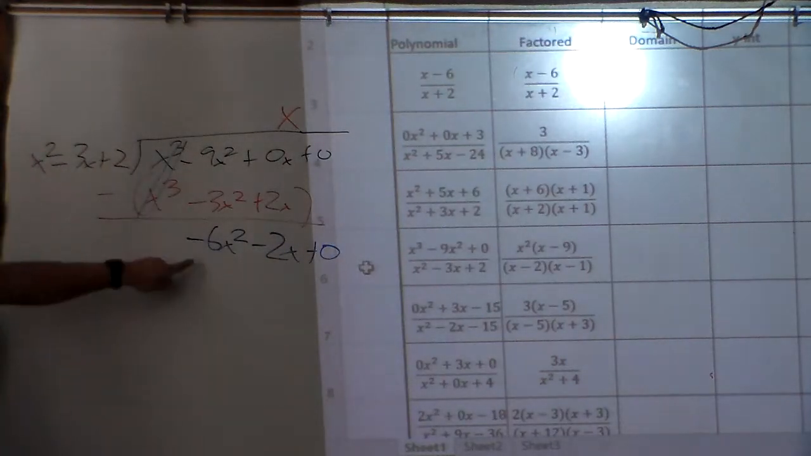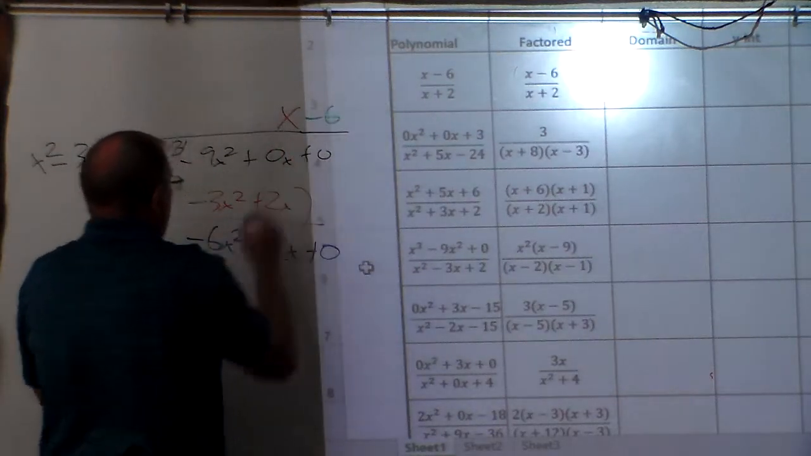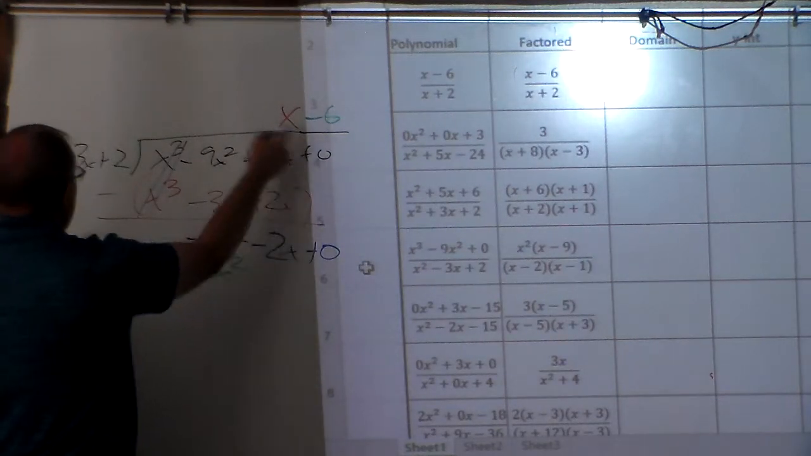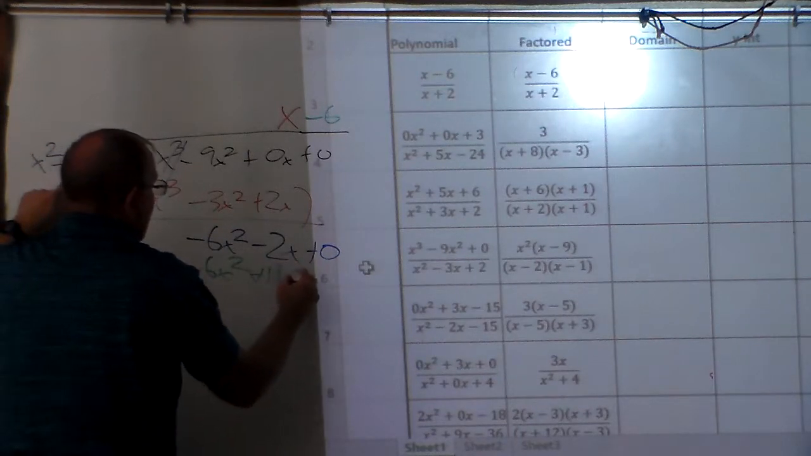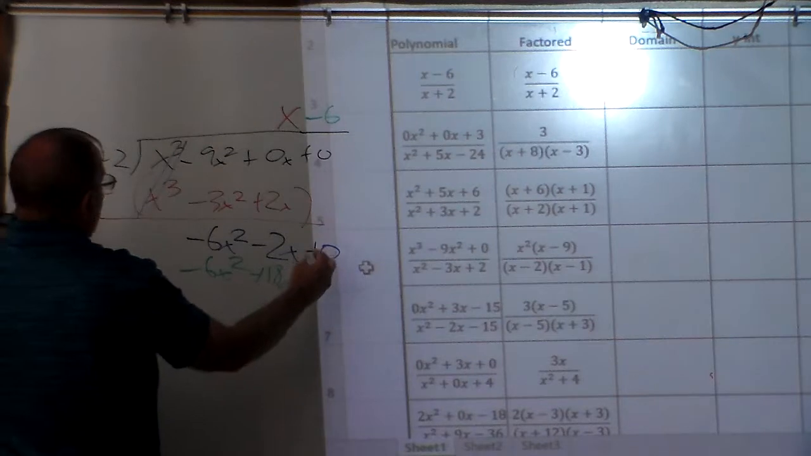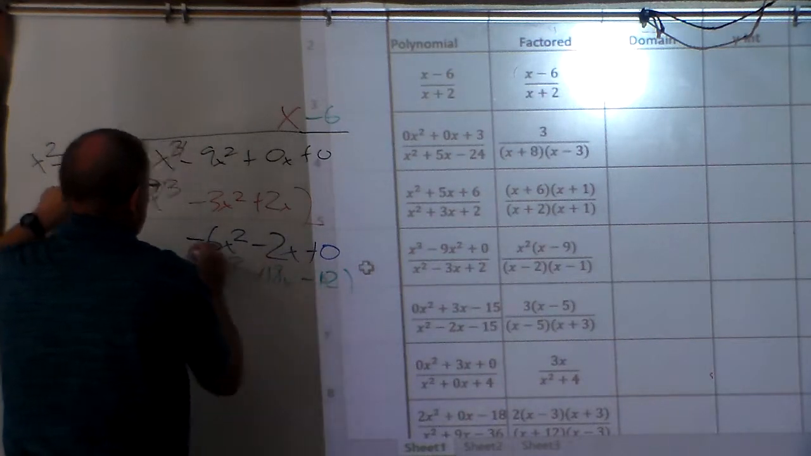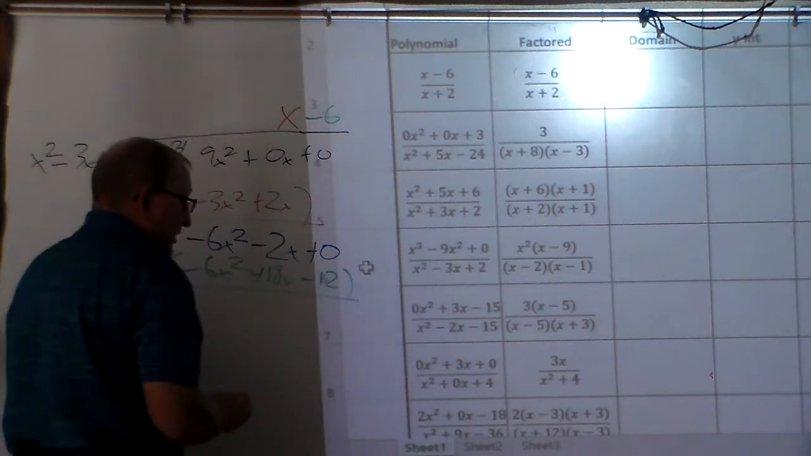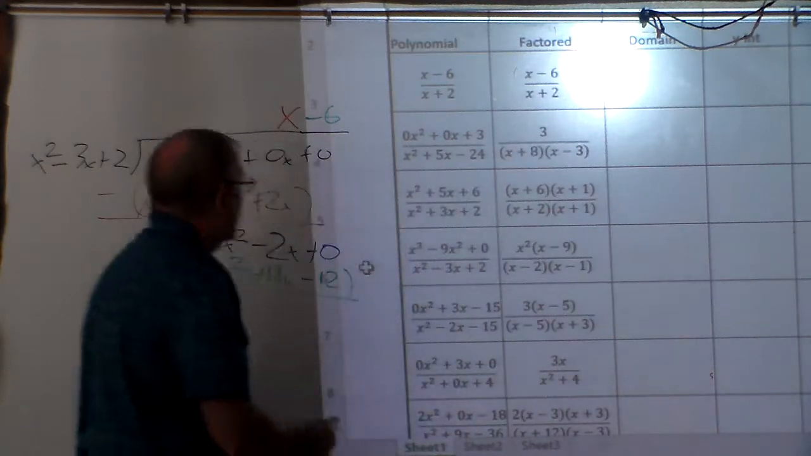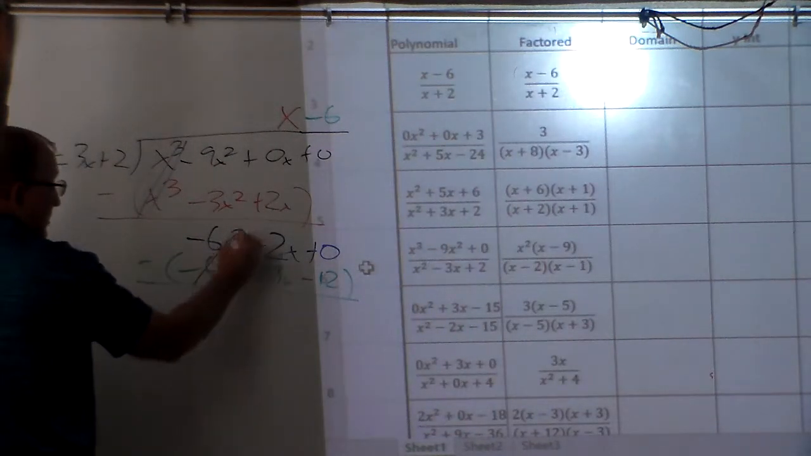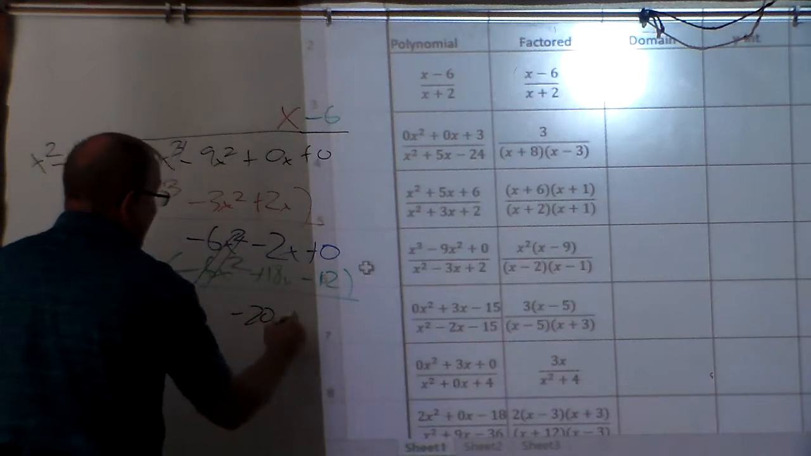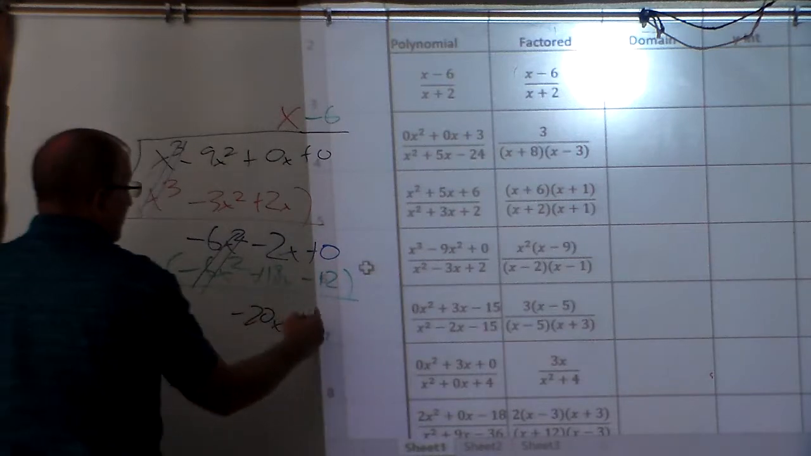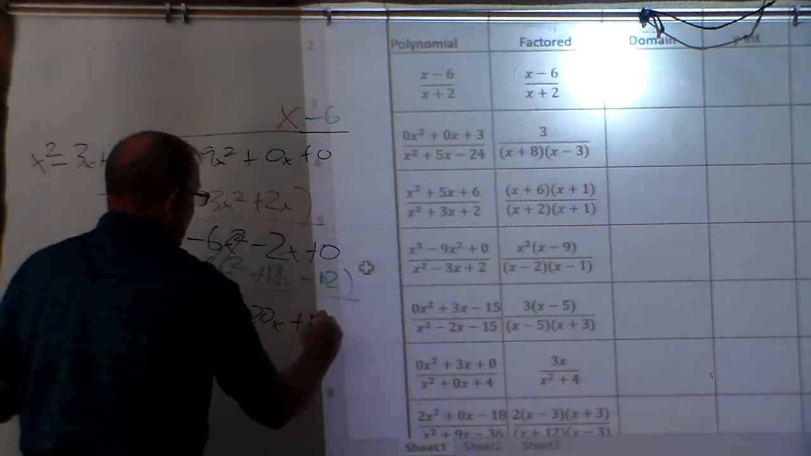What would I multiply by x squared to get minus 6x squared? Negative 6, which is over the numbers. So I take the minus 6x squared times x, minus 6 times x squared. That's going to give me a positive 18x here. And a minus 12, which I have to subtract what? The whole thing. And when I do that, here's what's really nice. That's going to cancel automatically. Negative 2 minus 18 makes negative 20x. And 0 minus 12 makes plus 12.